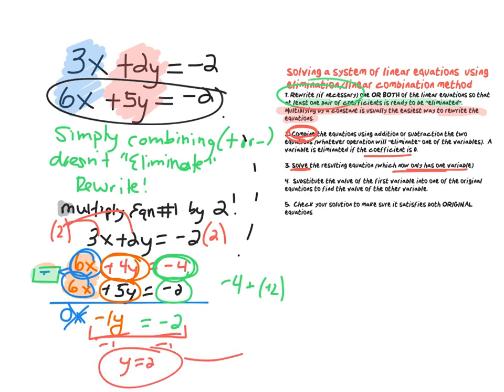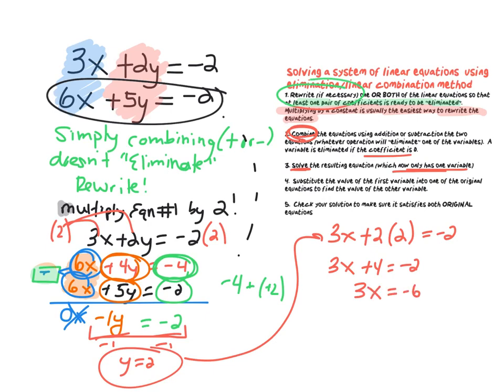Once I know what y is, I'm going to plug it back into one of the originals. I'm just going to choose the first one on this one, and I can find x. So 3x plus 2 times y should equal negative 2. So I get 3x plus 4 is equal to negative 2. So then 3x is equal to negative 6, which tells me that x is equal to negative 2. So the solution that I found is the point negative 2, 2.